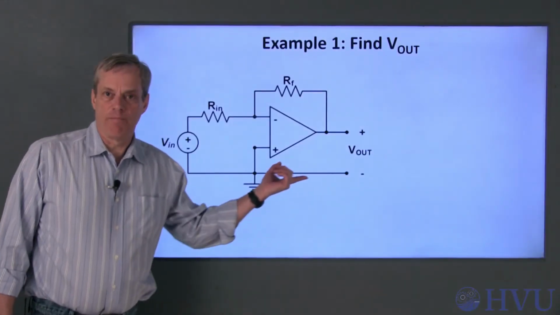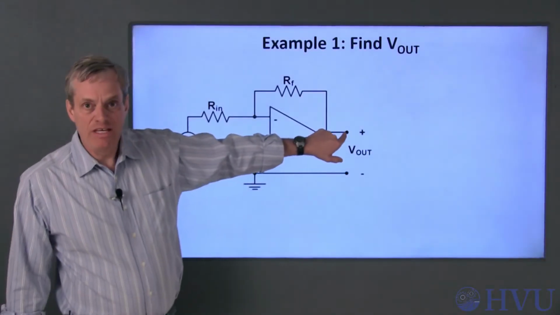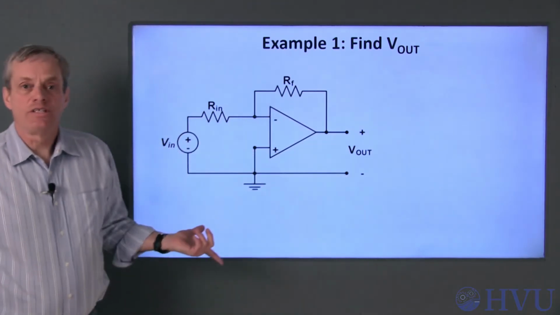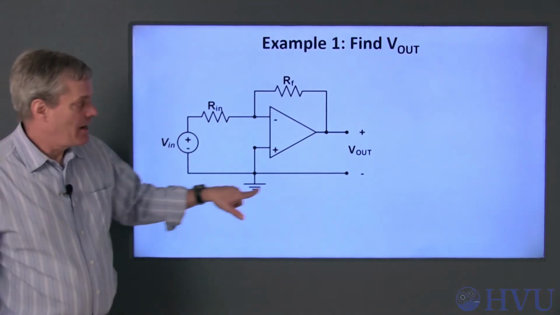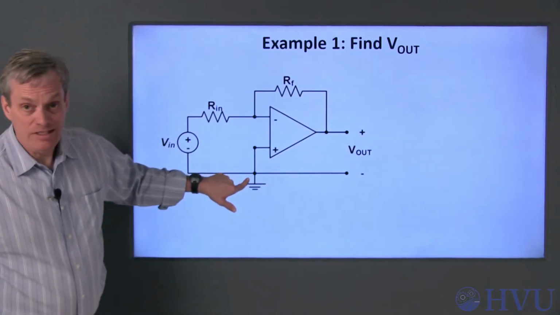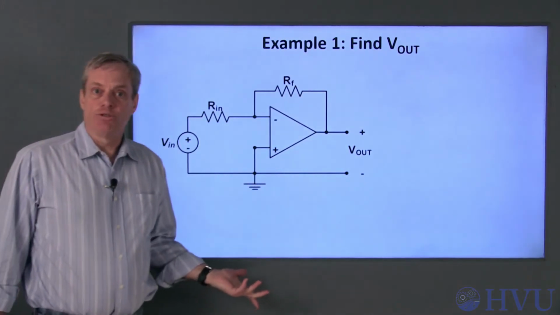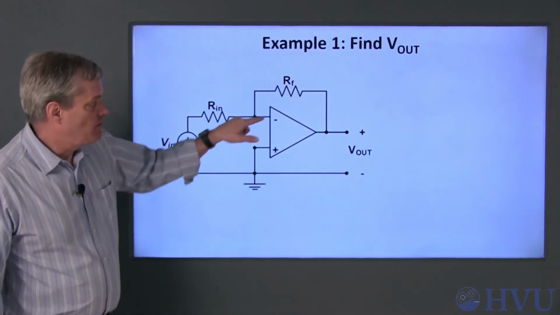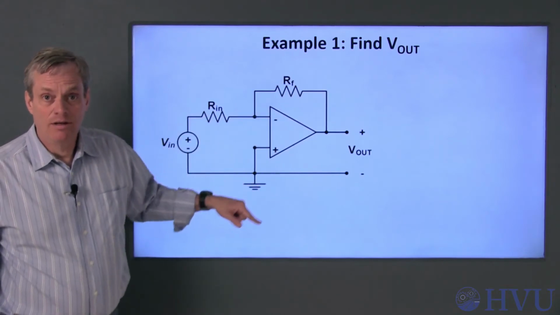This is our first example. We want to find the voltage V out at this terminal. Notice that the input voltage, V in, and the output voltage share the same reference. The supply voltages, if they were given, would need to be relative to this reference as well.